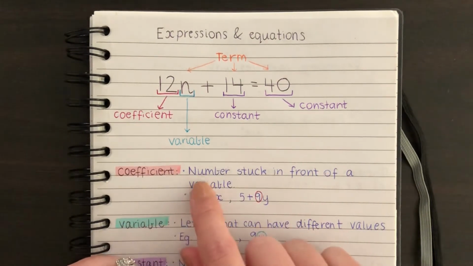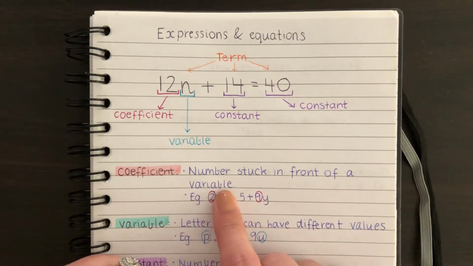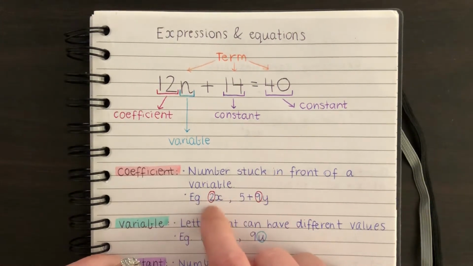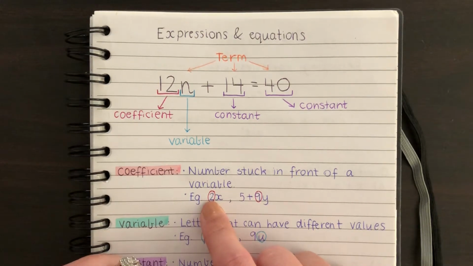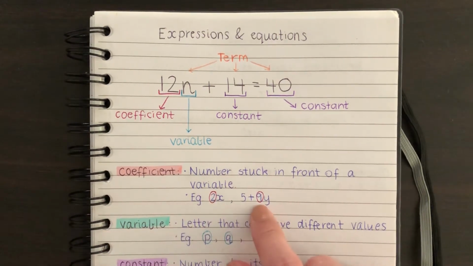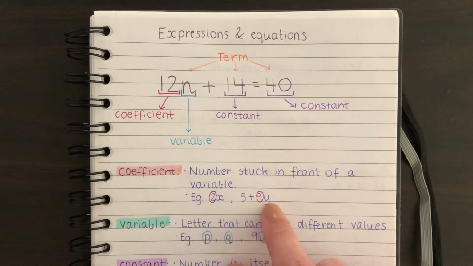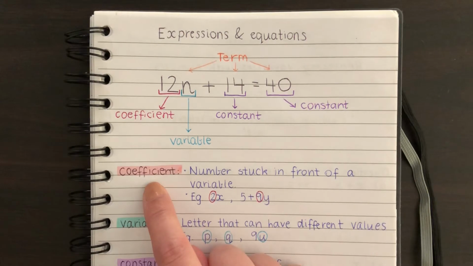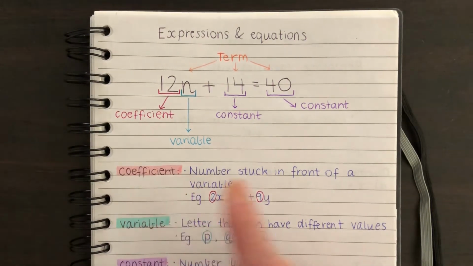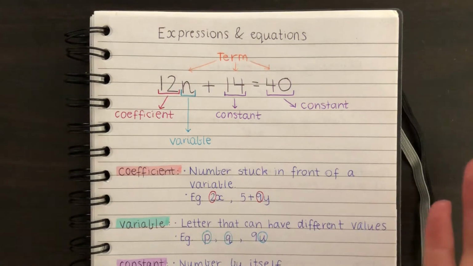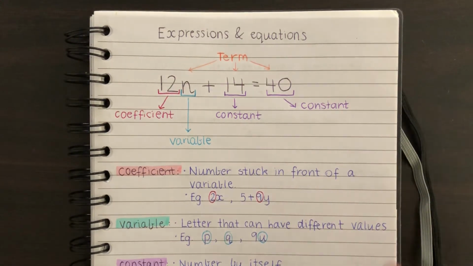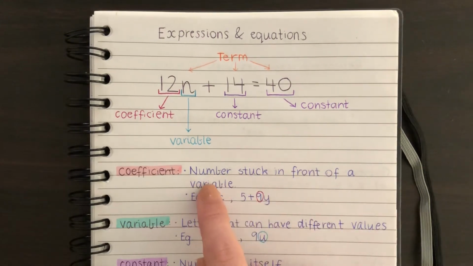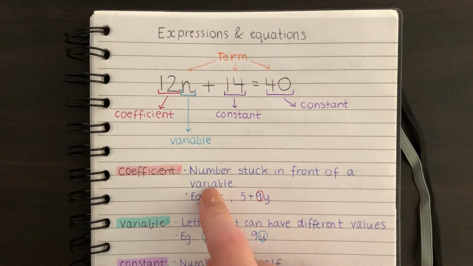Now, a coefficient is a number stuck in front of a variable. Okay, so I've given you more examples. If we had 2x, just the 2 would be a coefficient. If we had the expression 5 plus 9y, just this 9 would be the coefficient. So what trend are you finding? In non-maths terms, I guess you could say, a coefficient is a number that's stuck next to a letter, okay? But if we're talking algebra, we'd say stuck in front of a variable, okay? So let's move on to what a variable is so you can understand that.